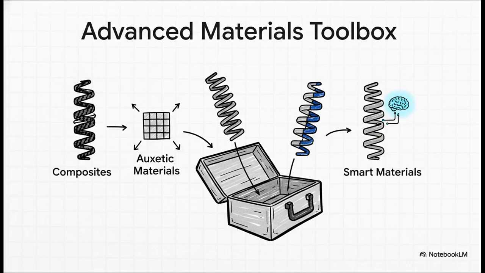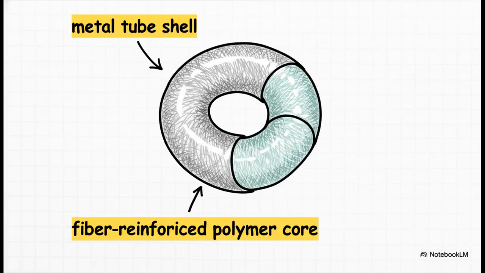You've got composites, right? Things like carbon fiber that are super strong and light. You have these wild oxidic materials that actually get thicker when you stretch them. And then you have hybrid designs and even smart materials that can actually react to the world around them. Just look at this incredible shell core spring. It's a perfect example of a hybrid design. On the outside, you have a metal tube that acts as a strong shell. But on the inside, it's packed with a fiber-reinforced polymer core. So you're getting the best of both worlds, all in a single component.